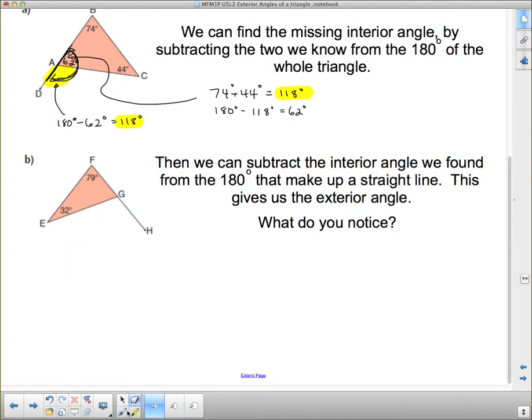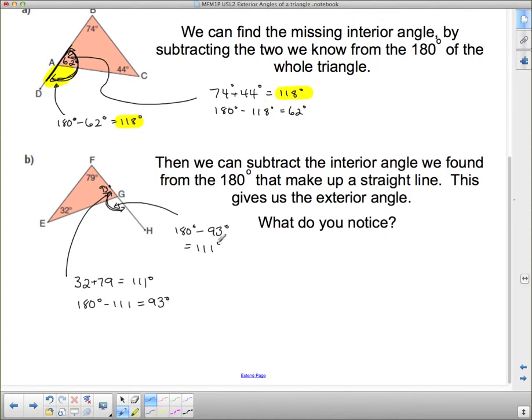Let's do this. I can find this angle by doing 32 plus 79 equals 111. And then I can find 180 minus 111, which means that this is 93 in here. And then to find this angle in here, which I know, and this one's 93 in here, I know that this angle and this angle add up to that straight line, that 180 degrees, the straight angle in there. So to find that one, I do 180 degrees minus 93, which gives me 111 degrees.